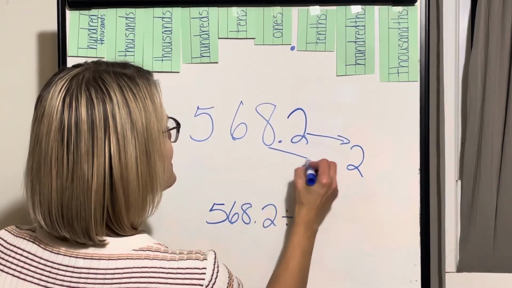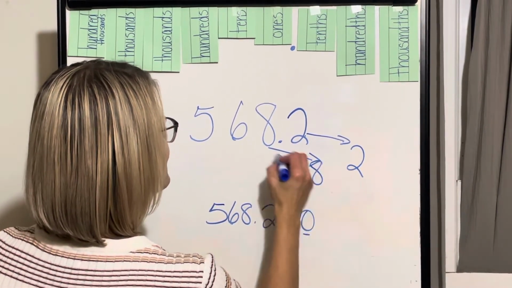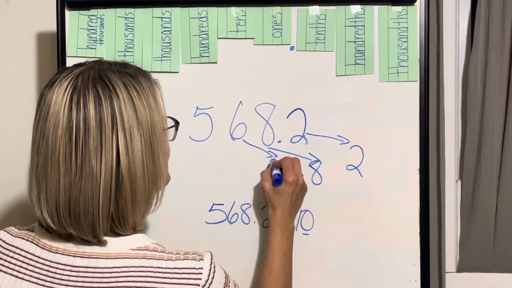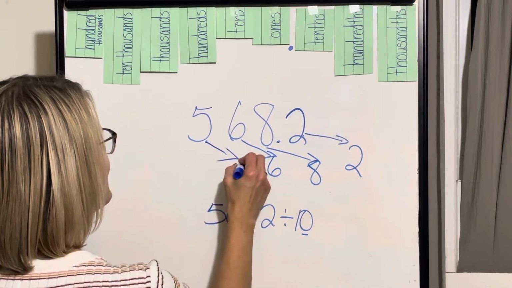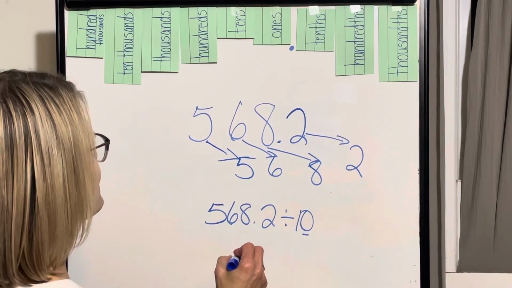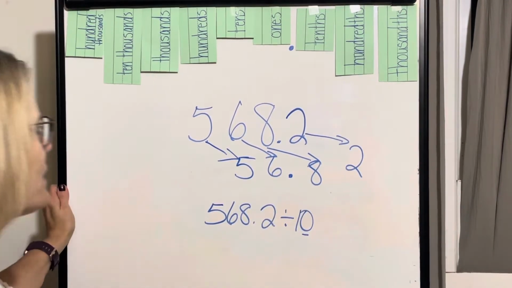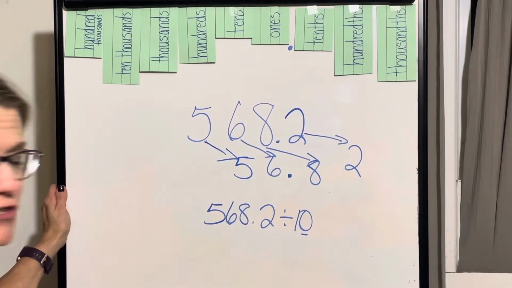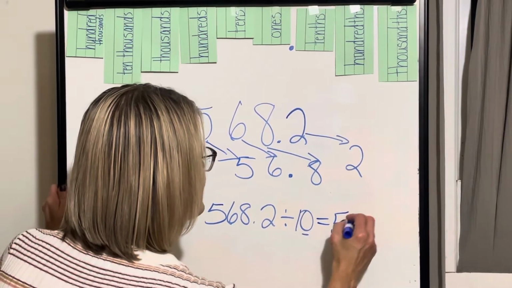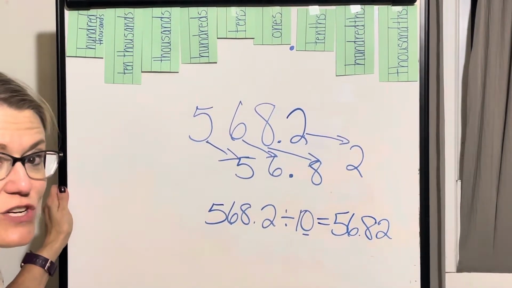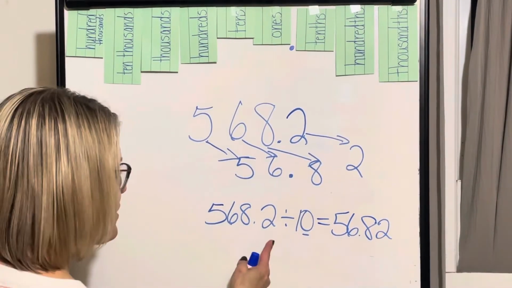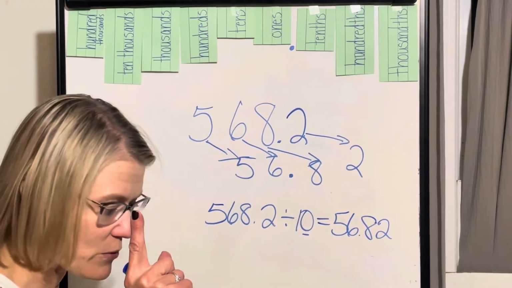The 8 is going to end up in the tenths. The 6 is going to end up in the ones. And the 5 that was in the hundreds will end up in the tens. So now we have 56 and 82 hundredths. So we shifted it one place with the 10 first power.